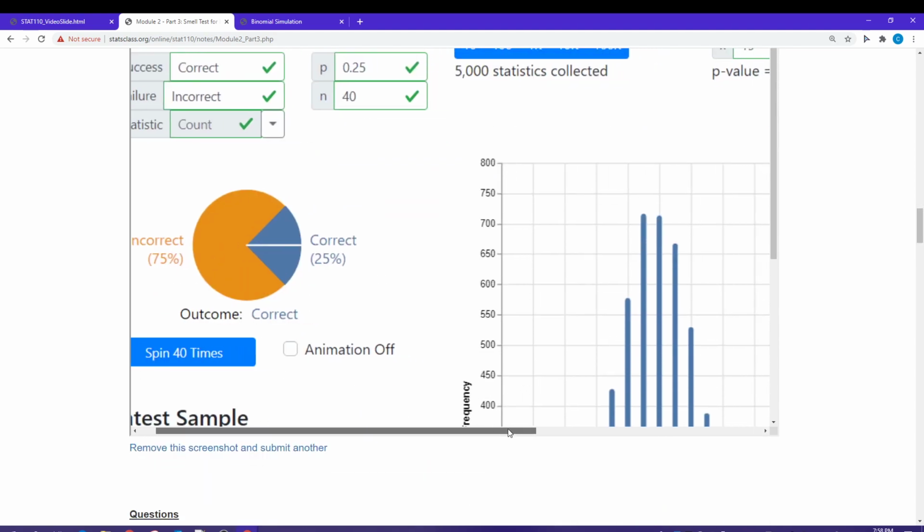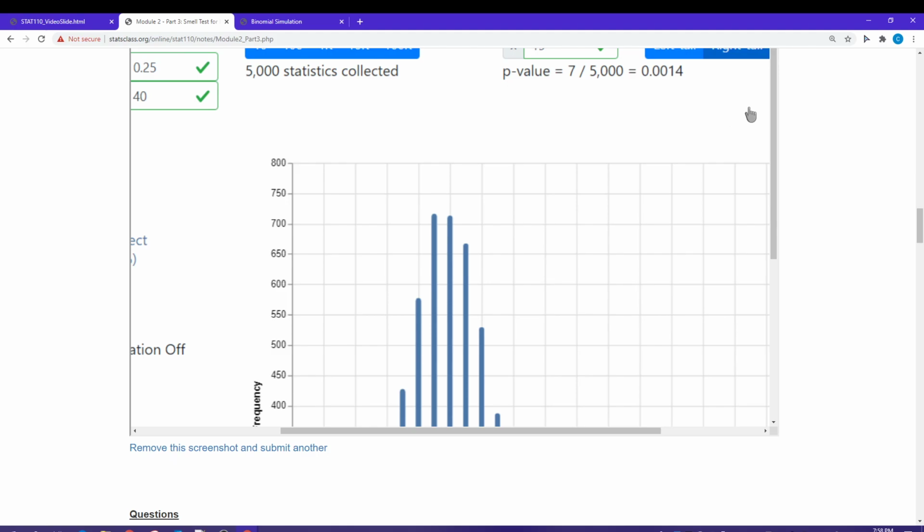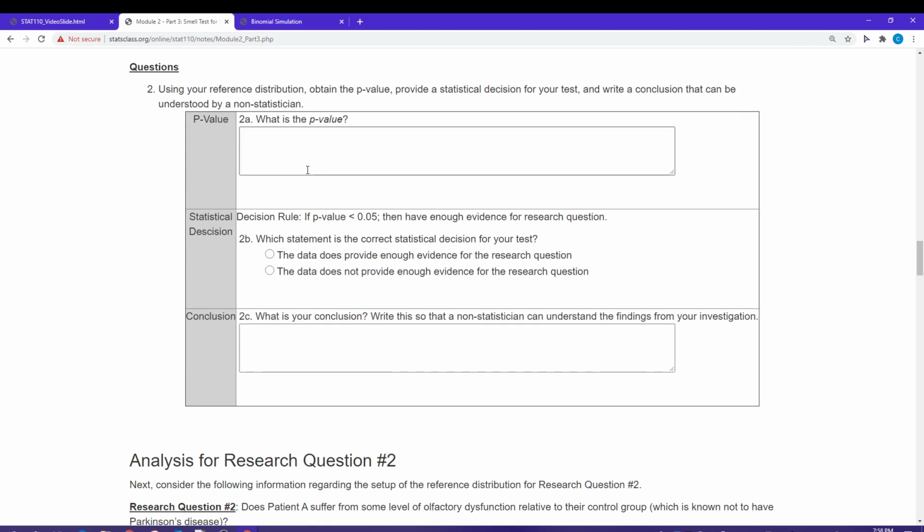So I want you to take this p-value that you got from your screenshot, and I will let you answer these questions here. So what is the p-value? Make a decision, and then write a conclusion. Go ahead and hit pause on the video and answer question 2 there.